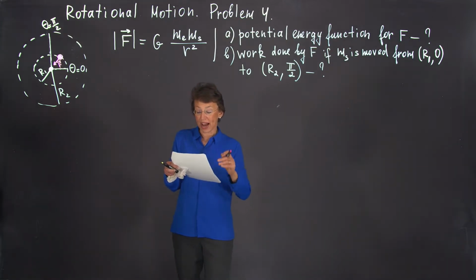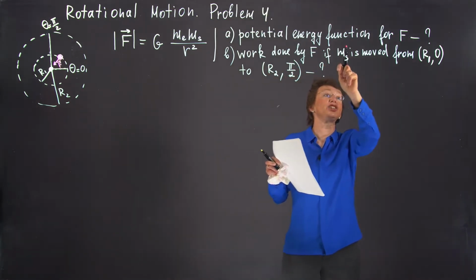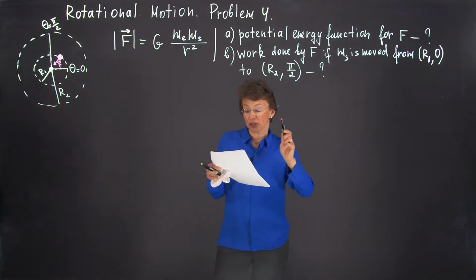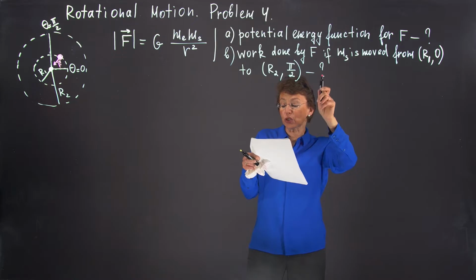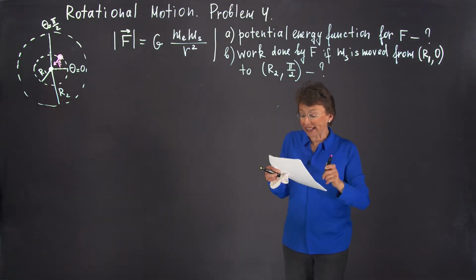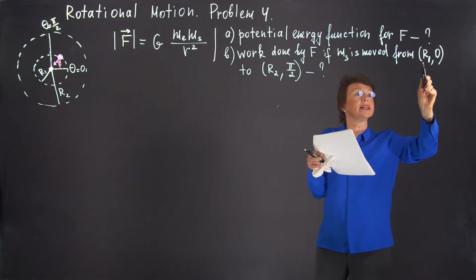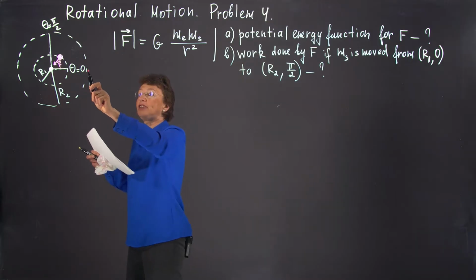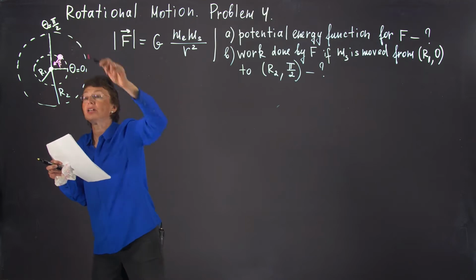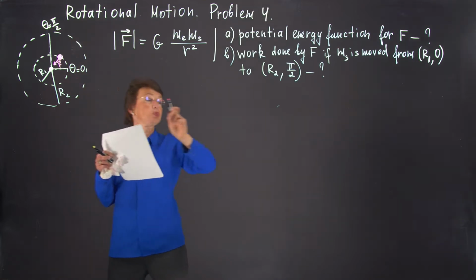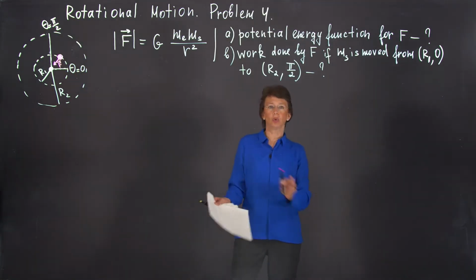Now, what do they ask us to find? First of all, they ask us to find the potential energy function for this gravitational force. And second, how much work would this force do if this satellite were somehow moved from point r1, theta 0, to another point with another orbit, the point with r2 and pi over 2. All right, so what do we do?